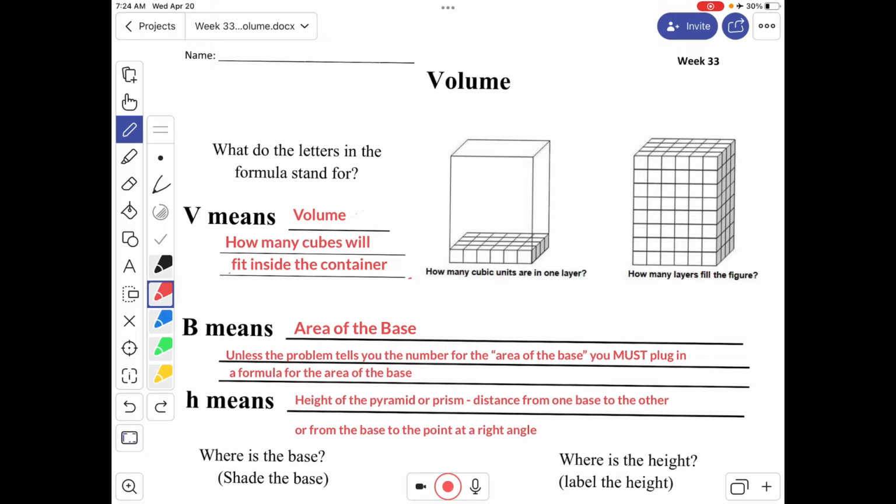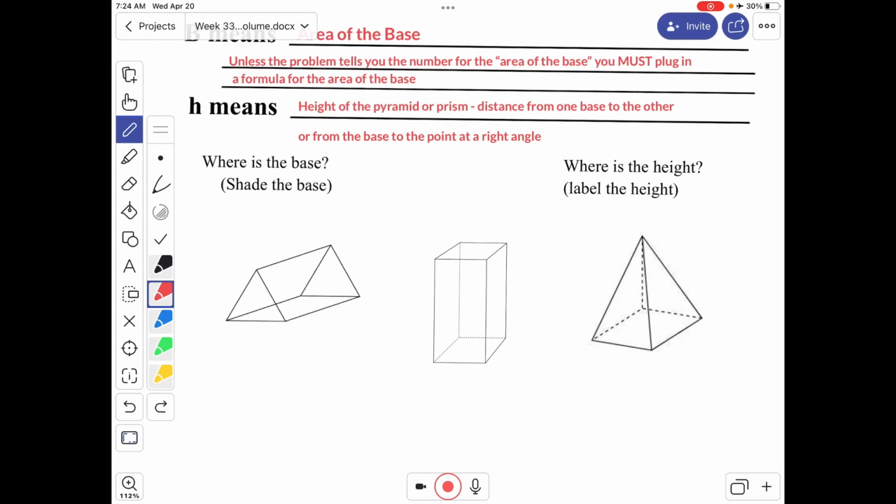Let's look at a couple of examples of the shapes and see if we can find the base and the height. So this first one, remember the bases are parallel to each other. So the bases are these two triangles. And the height is the distance between those two bases. So that would be right there.